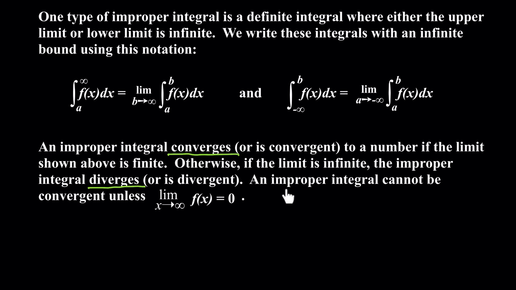An improper integral cannot be convergent unless the limit as x approaches infinity of our function is equal to 0. So that's the first thing you want to look at: your function has to be approaching 0, which means you need to have an end-behavior asymptote of 0 for your function in order to converge. Okay? And we'll talk about that a little bit more as we move through some of these problems.